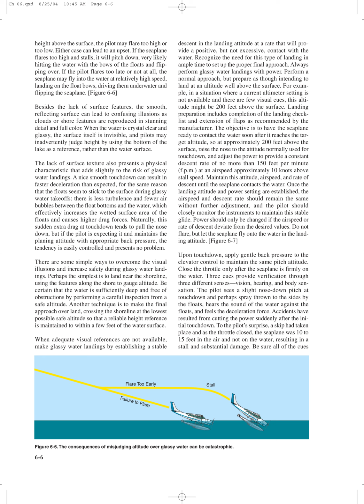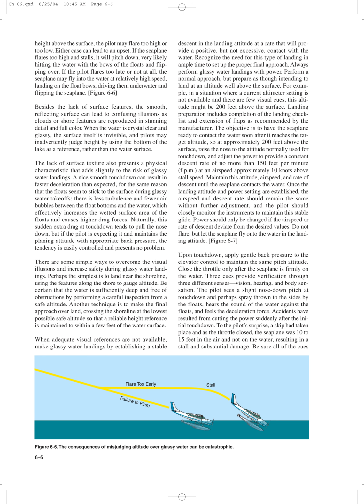Landing preparation includes completion of the landing checklist and extension of flaps as recommended by the manufacturer. The objective is to have the seaplane ready to contact the water soon after it reaches the target altitude, so at approximately 200 feet above the surface, raise the nose to the attitude normally used for touchdown, and adjust the power to provide a constant descent rate of no more than 150 feet per minute, FPM, at an airspeed approximately 10 knots above stall speed. Maintain this attitude, airspeed, and rate of descent until the seaplane contacts the water.